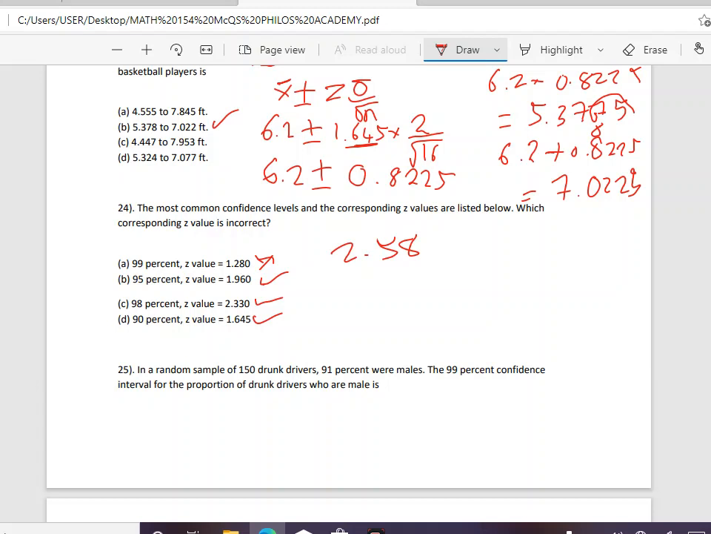In fact, 99% confidence should be bigger. The Z score of it should be greater. It should be more than 95, 98, and 90. So imagine giving you 1.28. You should know straightforward that this is totally wrong. Even if you don't have any idea about confidence intervals, when you look at this, 90% is 1.645, 95 is 1.96, 98 is 2.33, you see, it's increasing. So 99 cannot be small like that. So even if you don't have any idea about this, when you take a critical look at how the thing is going, you should know that A is incorrect.